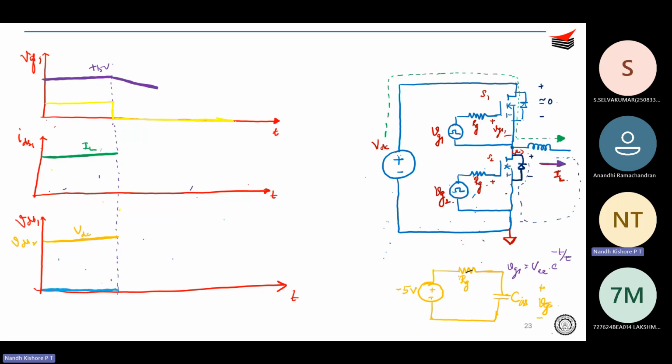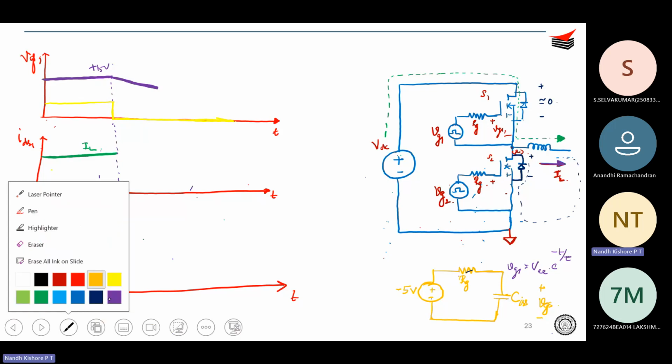You want the device S1 to turn off, and S2, what will happen? The current should be freewheeling through the anti-parallel diode of S2. But one thing is, the diode of S2 cannot carry current until the voltage across S2 falls. That means that for the voltage across S2 to fall, S1 has to start blocking the voltage. Do you agree? S1 has to start blocking the voltage. Okay. So that is why you will see that first you will reach this Miller region.